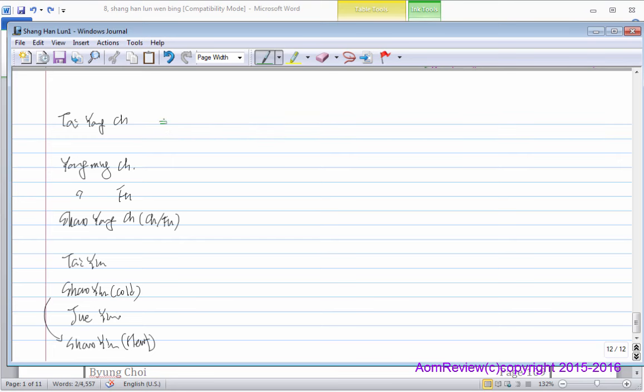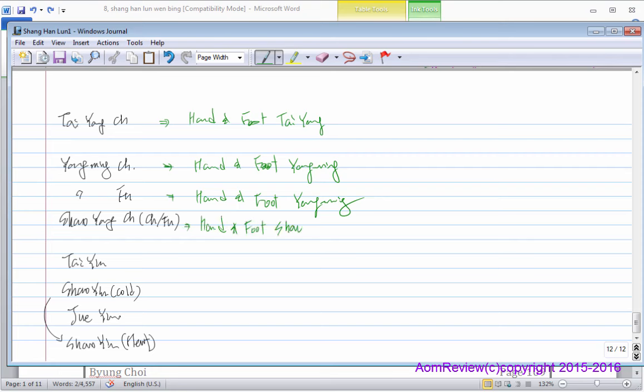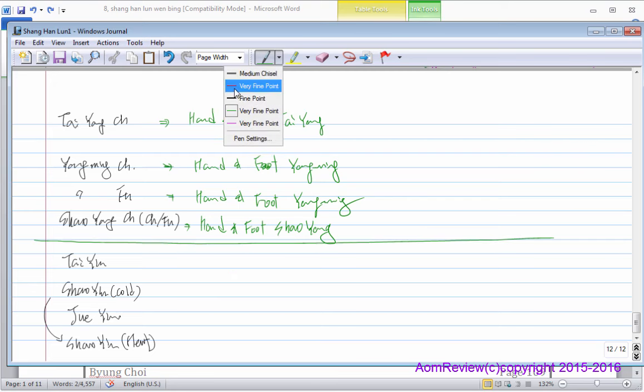So they like to ask about the point or channel selection in this one. Simply, if the Taiyang channel has a trouble, you use the hand and foot Taiyang. And also you can use the hand and foot Yangming. And this one also you can use the hand and foot, because this organ has a trouble. What about this one? Hand and foot Shaoyang. So this is the basic channel selection in the Shang Han Lun. Among the three Yang channels, you have to know this one. All these are related with the organ. Am I right?